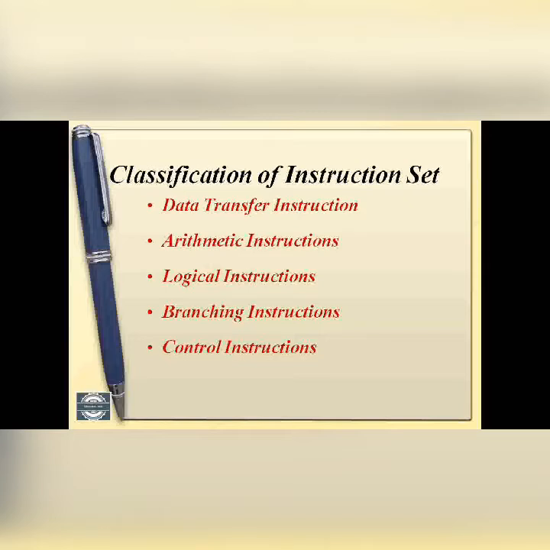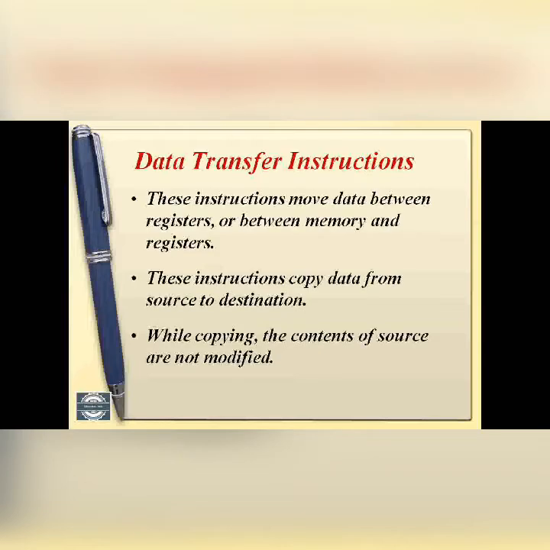Stack, I/O, and machine control are the remaining groups, with their own purposes. Let's start with the first one, the data transfer instructions. By the name you can get it. मतलब अपने name से ही पता चल रहा है. For instructions, data जो कहीं से भी कहीं move हो रहा है उसे हम लोग data transfer कह रहे हैं.